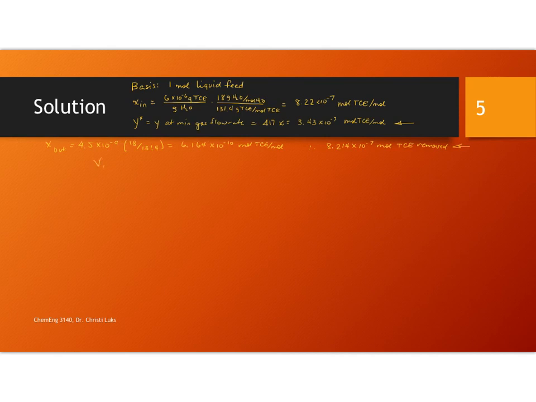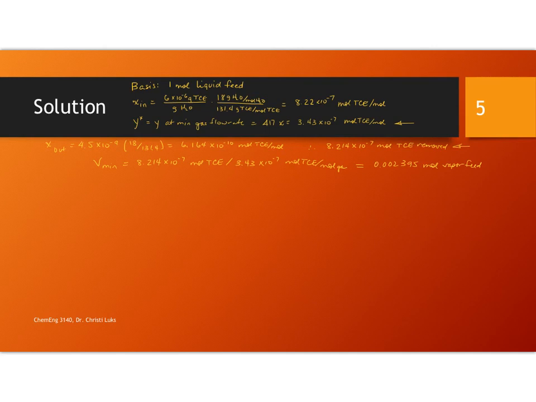So V minimum is going to be 8.214 times 10 to the minus 7th moles of TCE divided by 3.43 times 10 to the minus 7th moles of TCE per mole of gas. Therefore, I end up with 0.002395 moles of vapor feed.